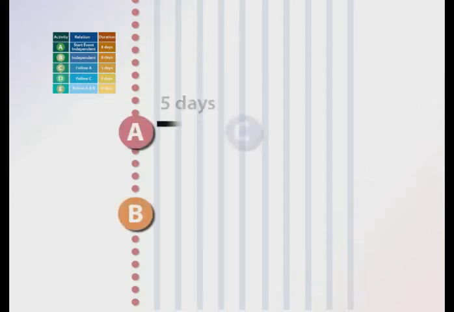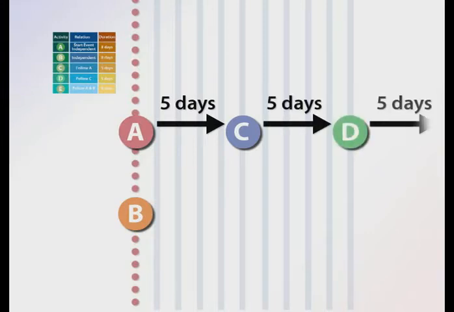So how might these be represented on a flowchart to determine the actual program duration? From the start date, A takes 5 days. C follows A and D follows C. Remember, C and D can only begin after the preceding event has been completed. This leads to a notional program duration of 15 days.